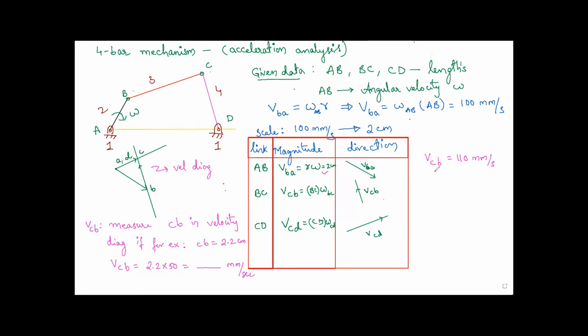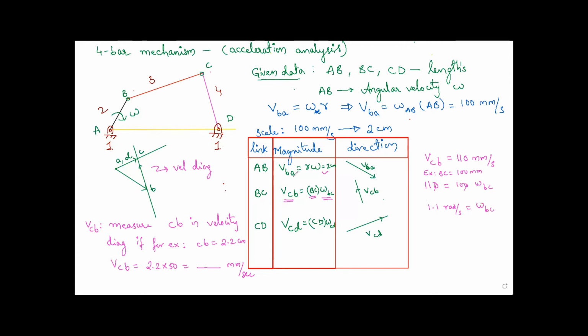Now I can even find the angular velocity omega BC. How? You have V, the velocity of C with respect to B. Substitute it: 110 is equal to, and you even have the length. For example, give any length: BC is equal to 100 mm. Now substitute it in the formula: V_CB is equal to 100 into omega BC. You will get 1.1 radians per second as omega BC.